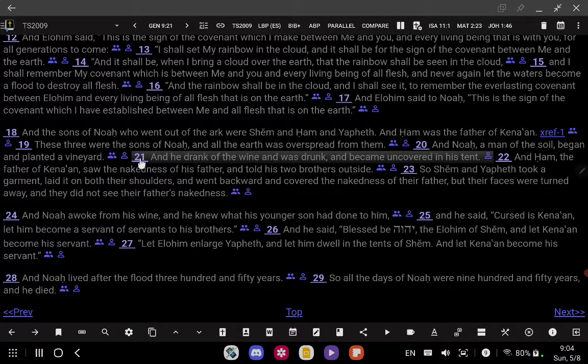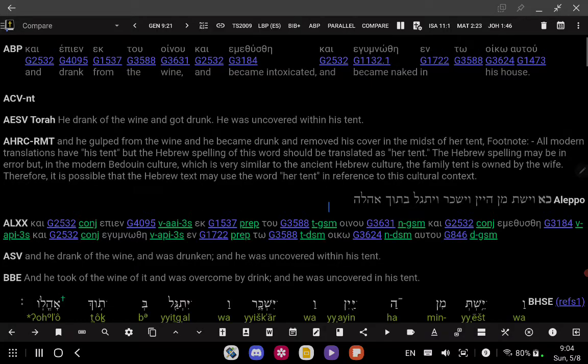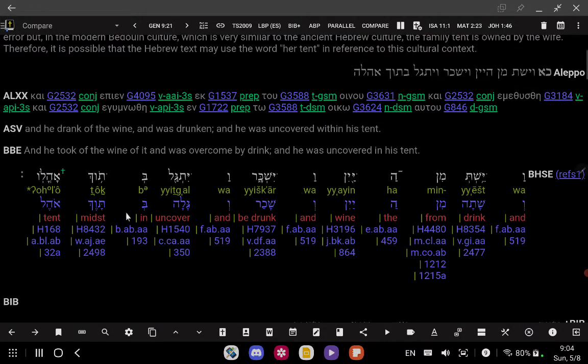And this is a small thing. I know it's a small thing, but I want you to see what's going on here. I'm going to hit compare. And I want you to see that the word for his tent is this right here. The word is ohel, ohelo. And this vav at the end, this thing that looks like a nail, is what's added. It's a suffix, and it's for his. But right up here, you can see that it does not have that vav suffix at the end.